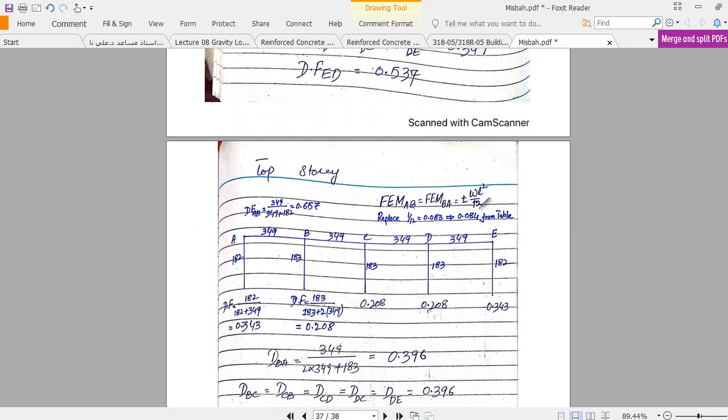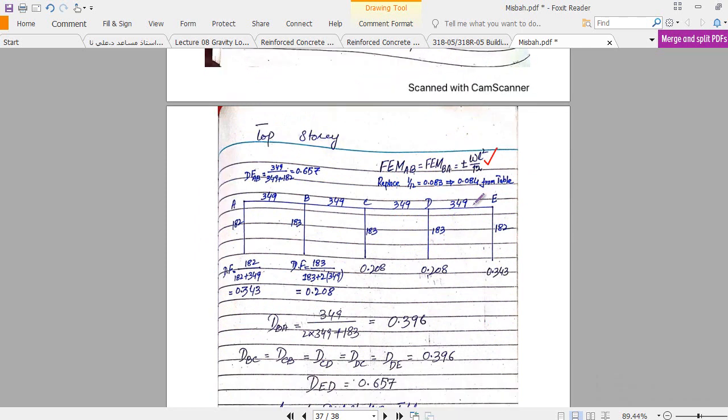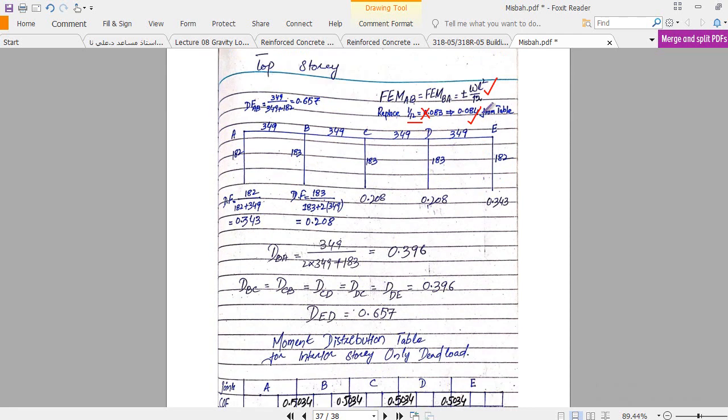Now we have to find out the fixed end moments, because we need them. We already know this formula from the beginning of lecture number 4. I already showed you that we will use this one, and this is from table A14. We already determined this value in lecture number 4.